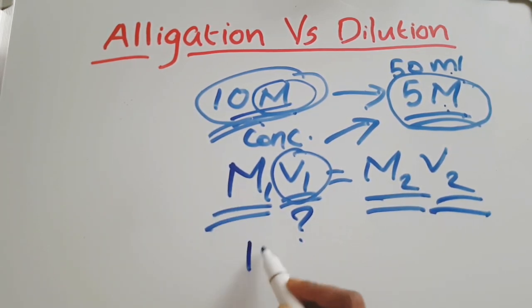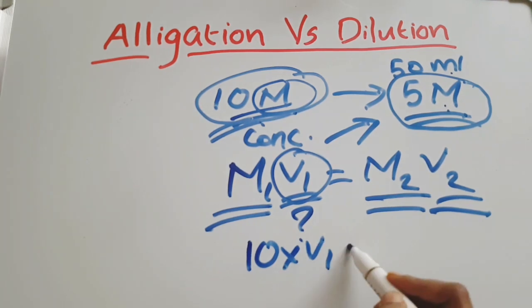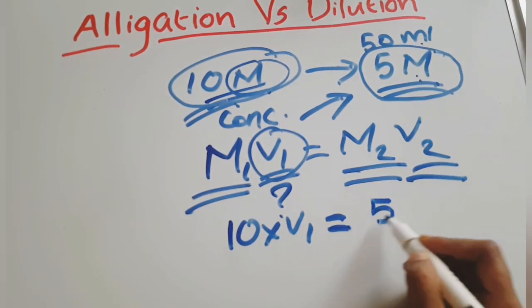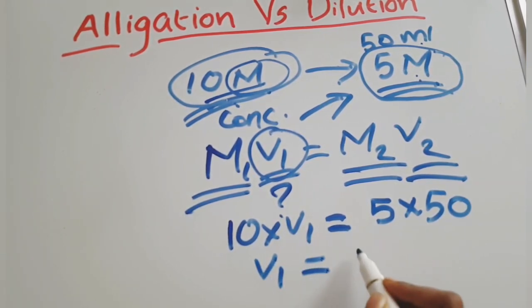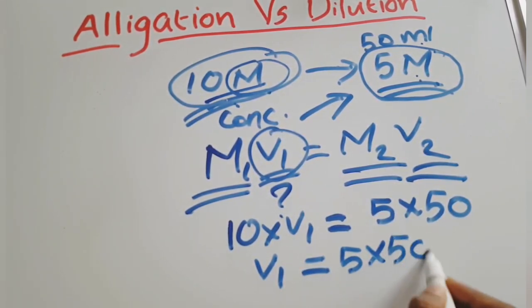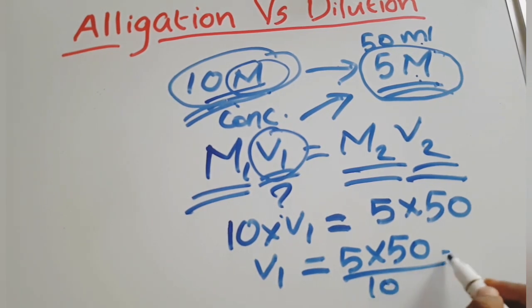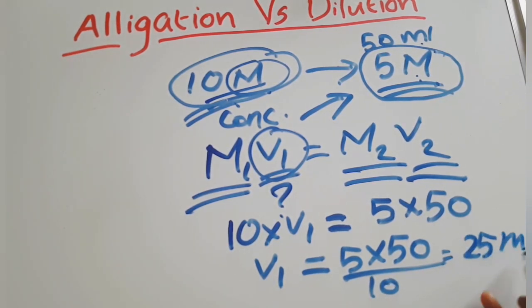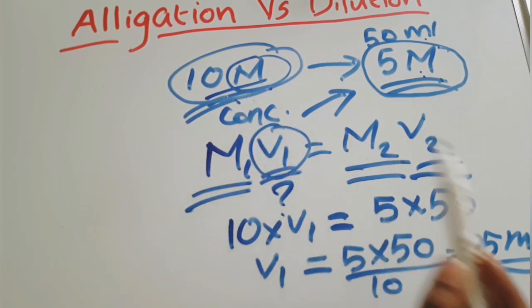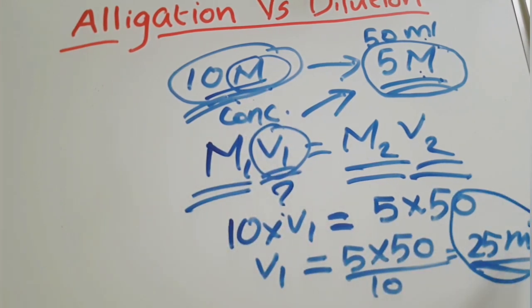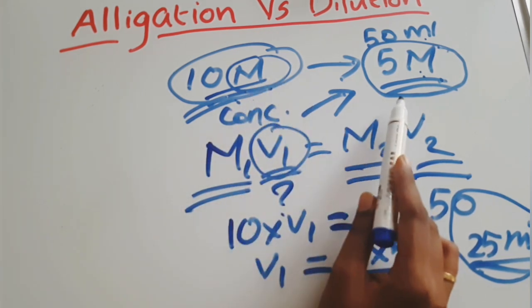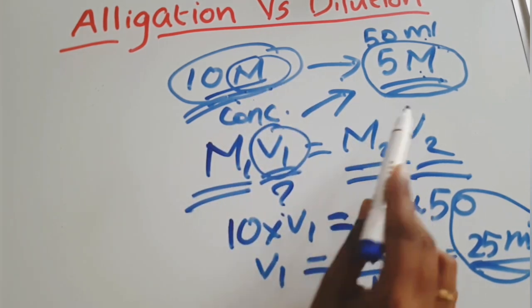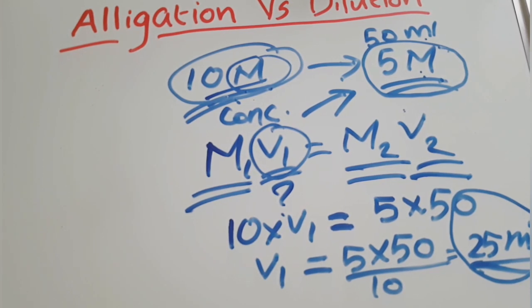So here 10 into V1 equals 5 into 50. So V1 will be equal to 5 into 50 divided by 10, that is 25 ml. Okay, so we have to take 25 ml of this 10 molar solution for diluting it into 5 molar solution. This is a simple calculation, and this is all about dilution.